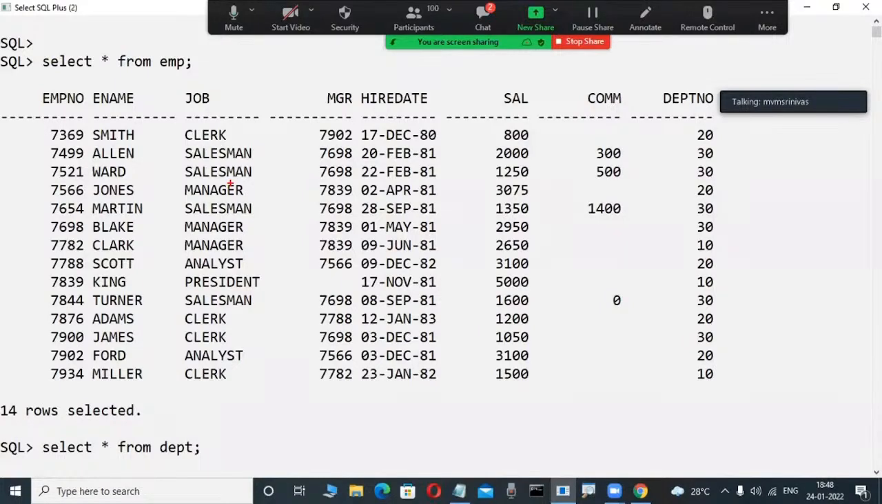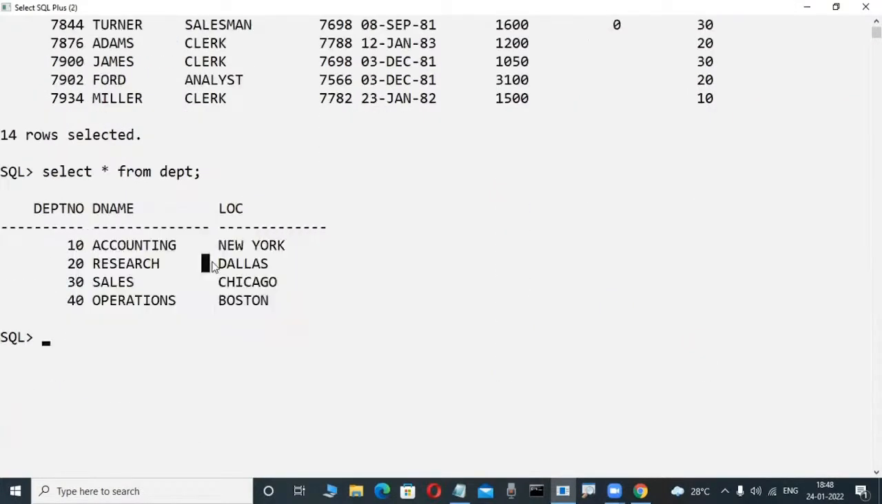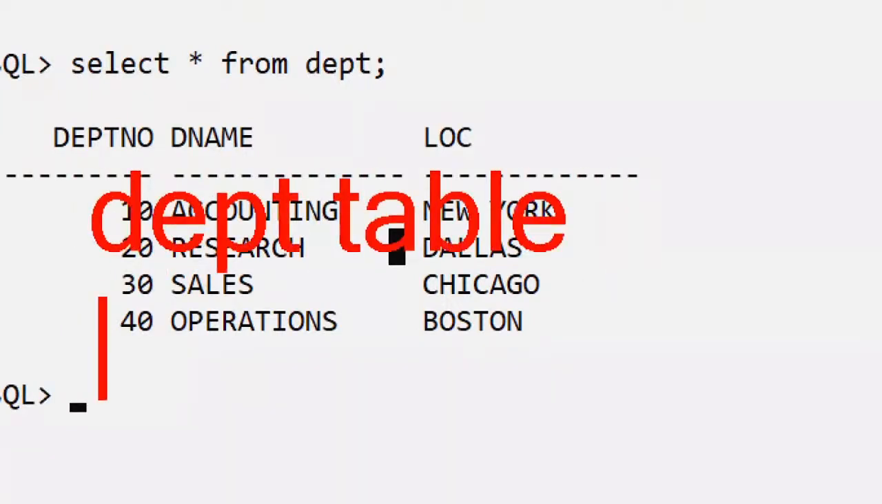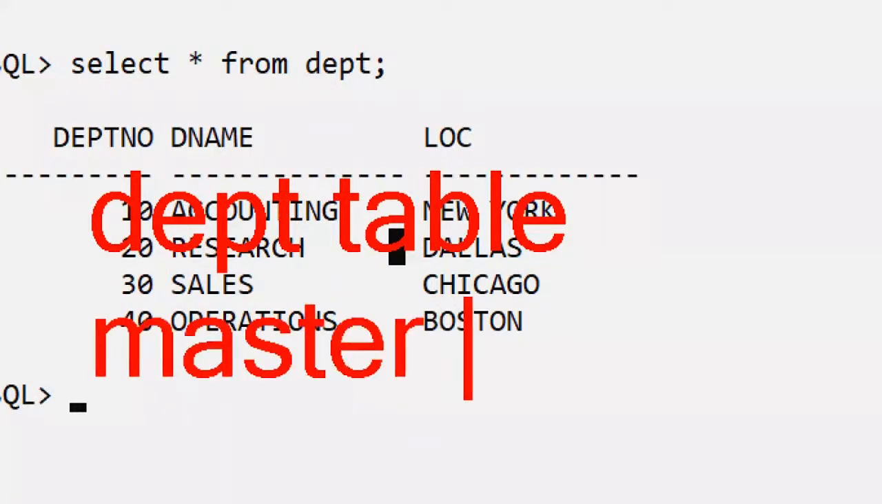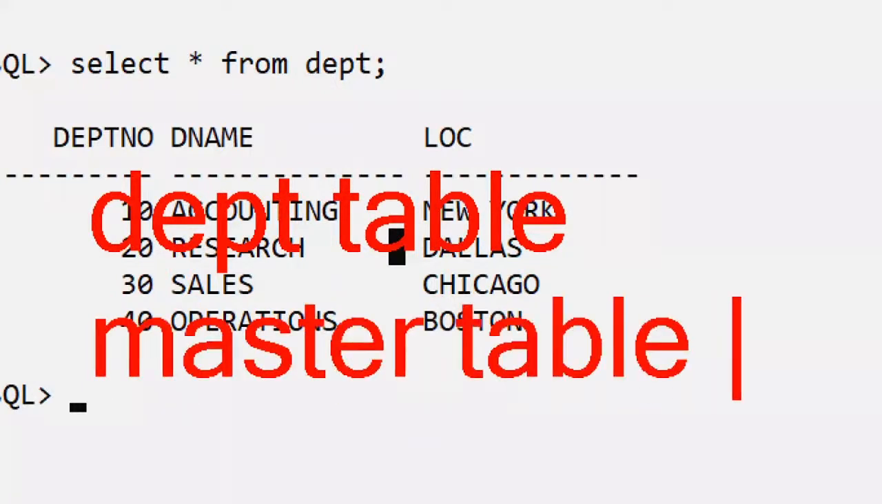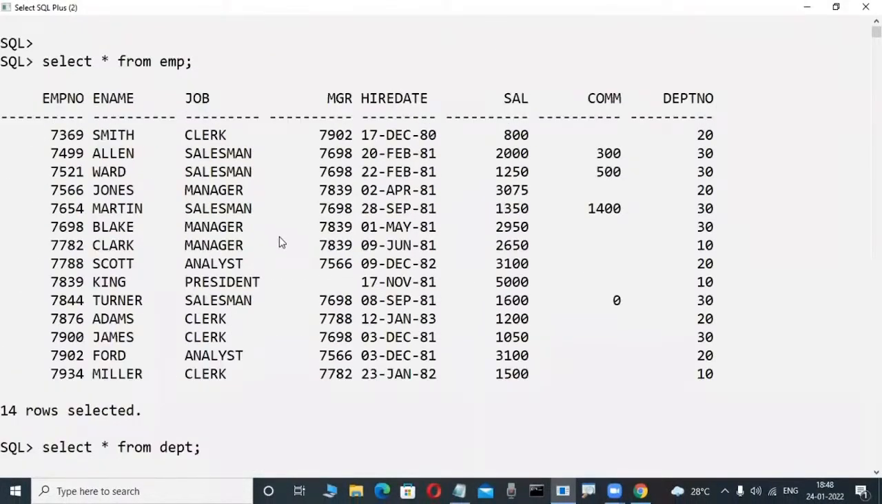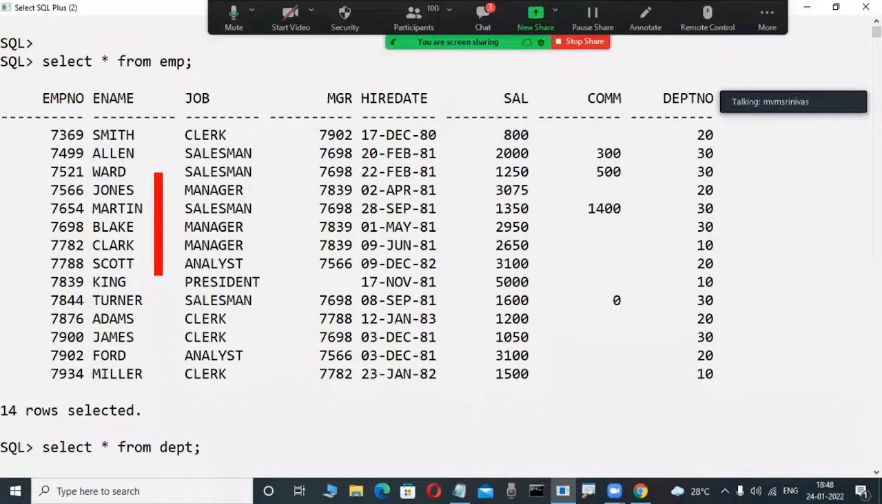Here, EMP is a child table. Really correct. Very good. Some fellows are guessing, and how they are guessing, I don't know, but DEPT is a master table. Very, very, very important. Most powerful. The DEPT table is a master table. What is this one? A small table. This is a master table, as Oracle Corporation defines it. Again here, the EMP table is a child table. Really, EMP is a child table.